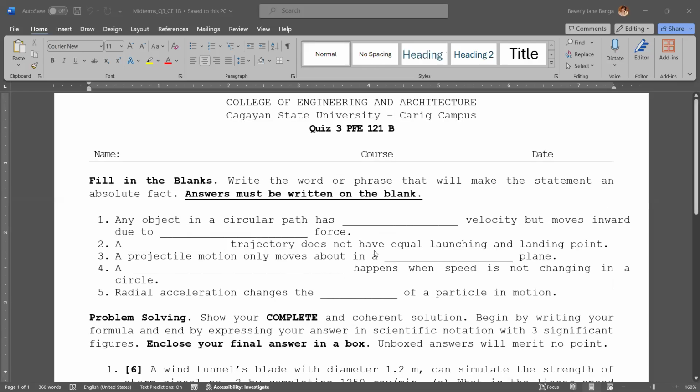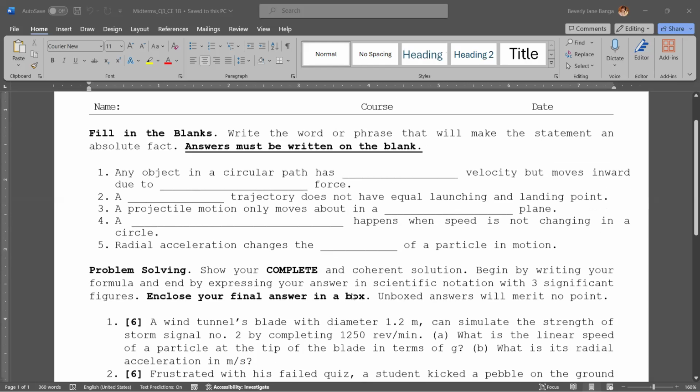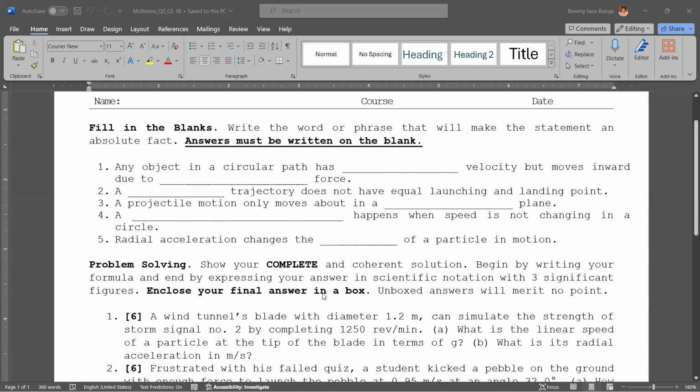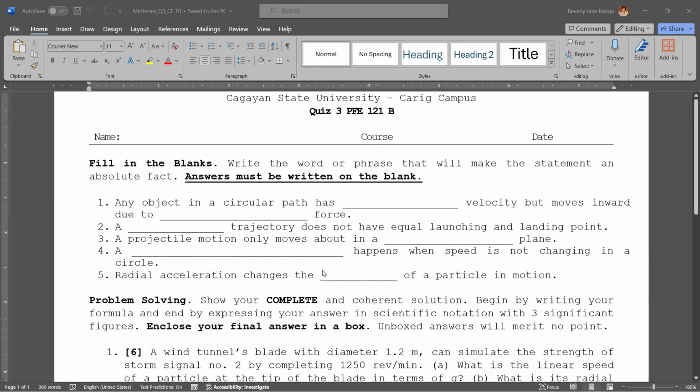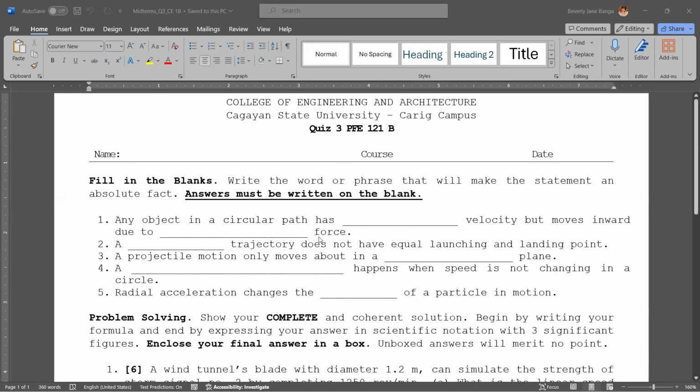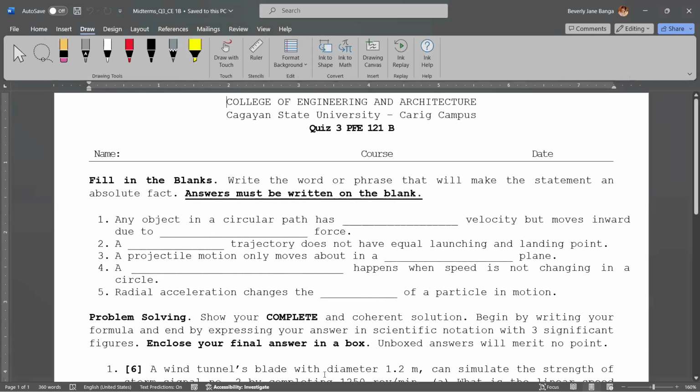Okay, so this will be the answers for your quiz 3. I hope you don't hear the background noise of my fan. Anyway, we'll start with set B for quiz 3. So, the first question natin dito ay, let me check if I'm recording already.